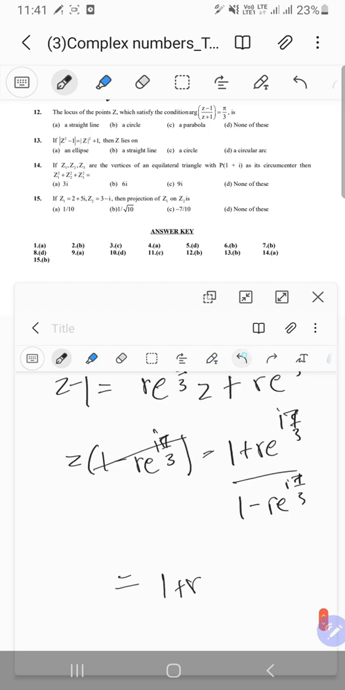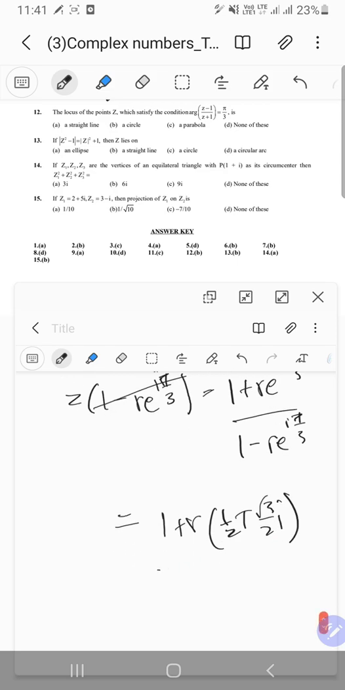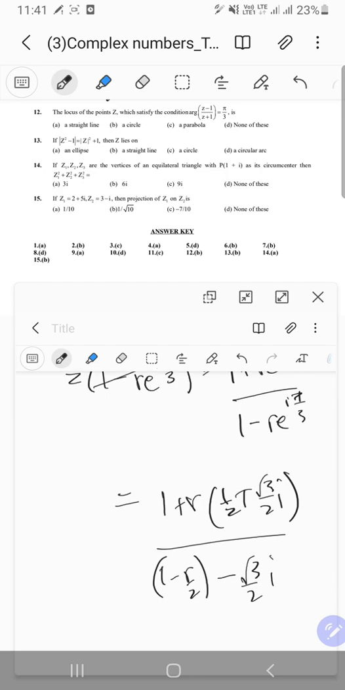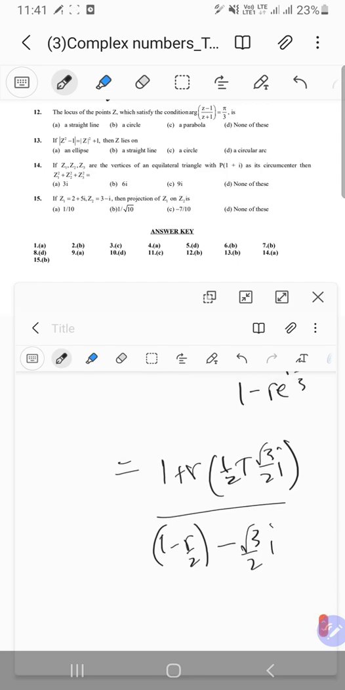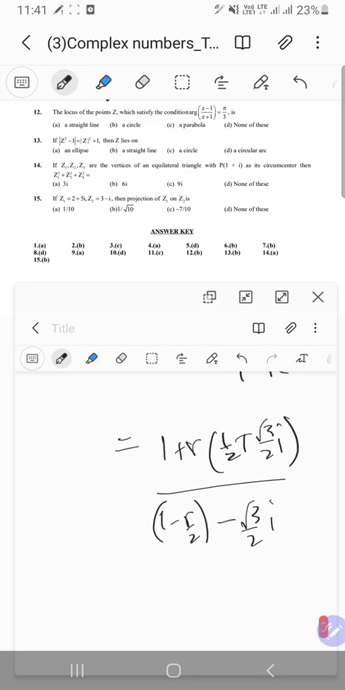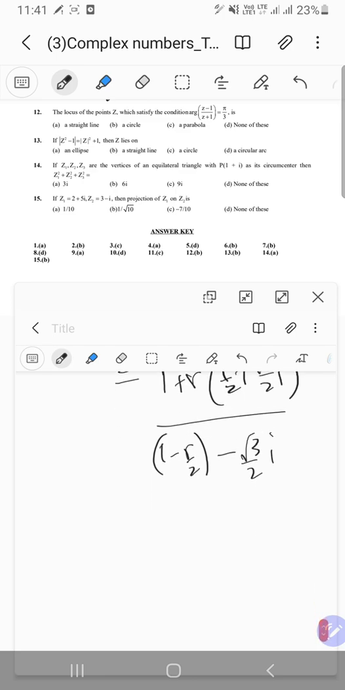To the i pi by 3, that's just going to be this thing, 1 by 2 plus square root of 3 by 2 i upon, so it should be minus r by 2. Now we need to rationalize this and then put x and y over there and stuff, so it's going to be pretty complicated. Should we do this? So we have straight line, a circle, a parabola. Well, we'll never know unless we find out. So let's do this.